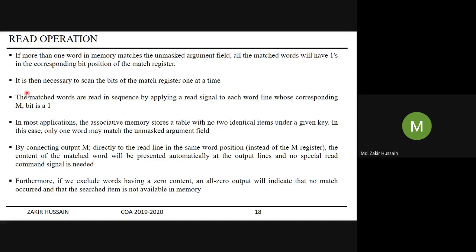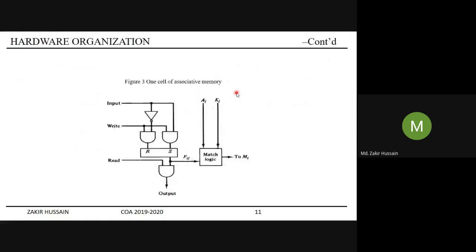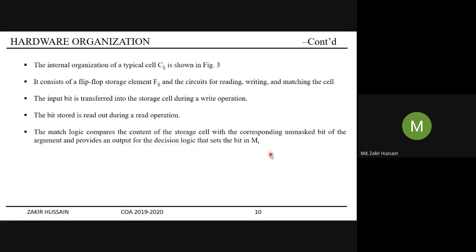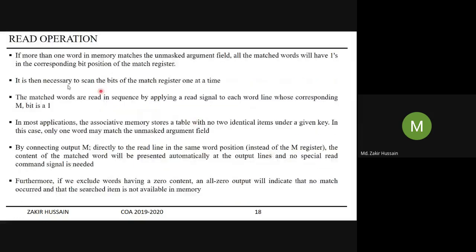That is very obvious. It is then necessary to scan the bits of the match register one at a time. So here, how to scan these bits to read? One at a time, sequentially. The first bit is scanned. If it is set, then it is read. If it is not set, then it comes to M2. Likewise, sequentially it will go in order. The matched words are read in sequence by applying a read signal to each word line whose corresponding M bit is 1. So this is also again very obvious.